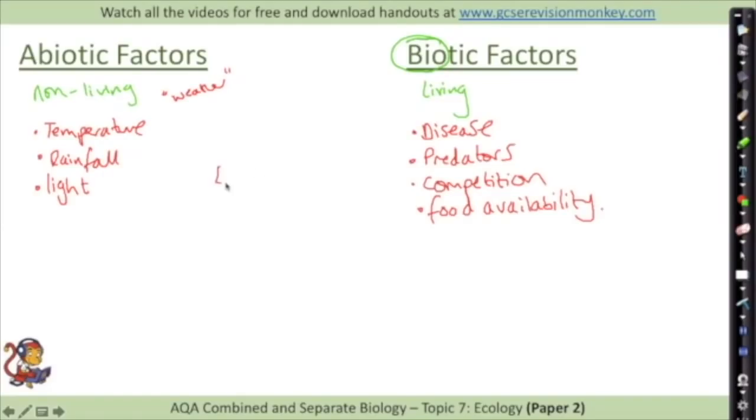The interaction between the biotic factors, the animals living in the environment, and abiotic factors is called the ecosystem. So the ecosystem is how the animals interact with their whole environment, including the abiotic factors as well. So that's the largest level of organisation you have, much bigger than a community or a population.